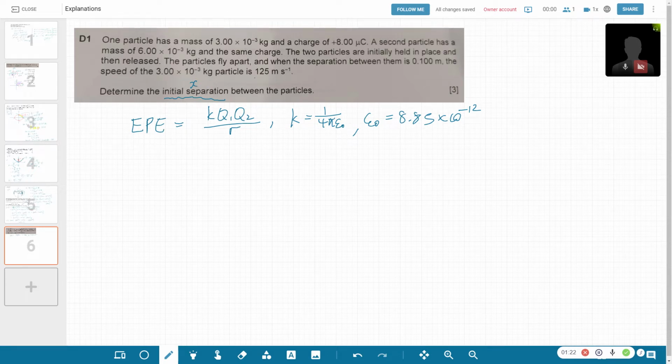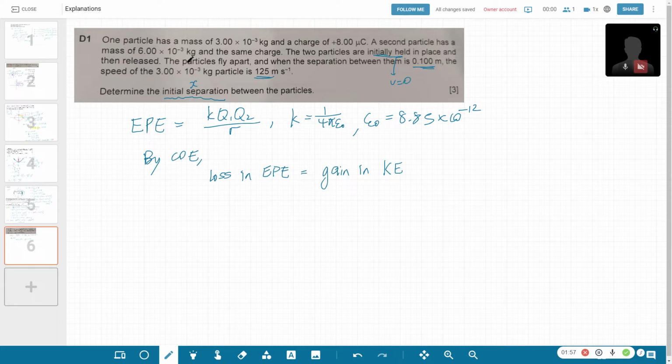So what happened in the conservation of energy is that this is the final KE, the final separation. Because there's a repulsive force, they are going to fly apart and the EPE is going to be lost. At the same time, initially it's held in place, so V equals 0 initially to V equals 125. That means there's a gain in KE. So by conservation of energy, you will get loss in EPE equals gain in KE. Now, loss is always initial minus final, and gain is final minus initial.